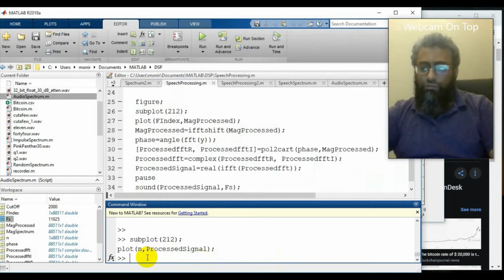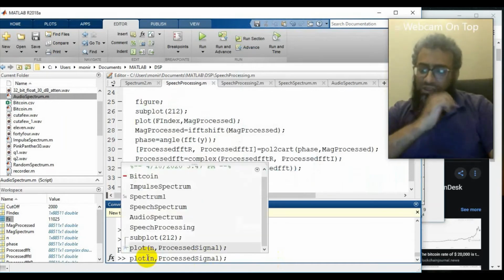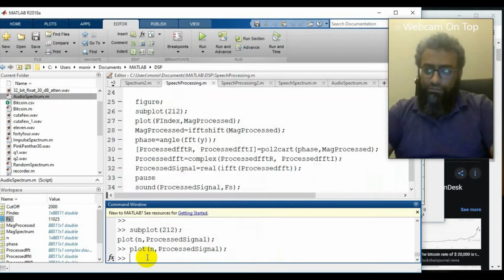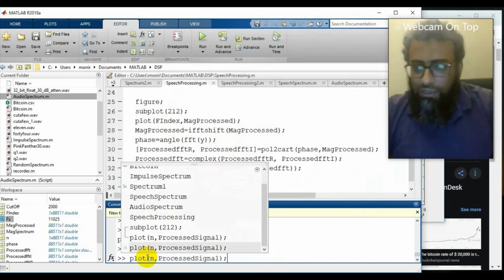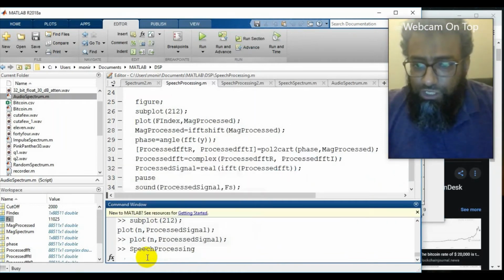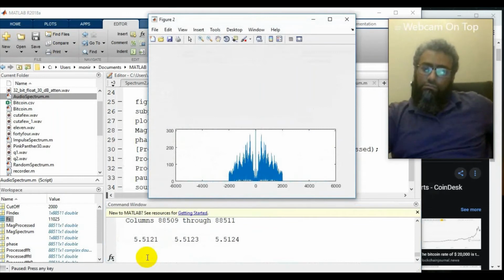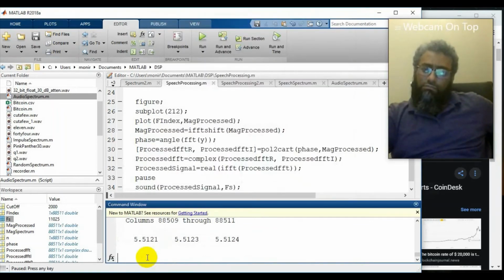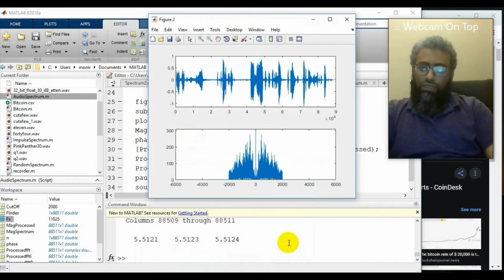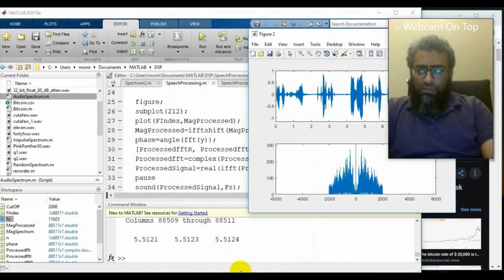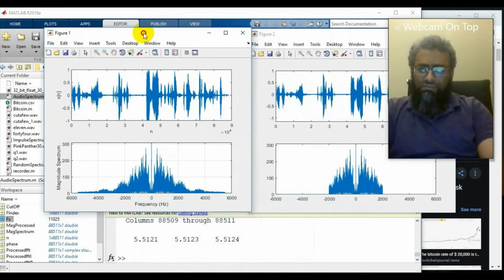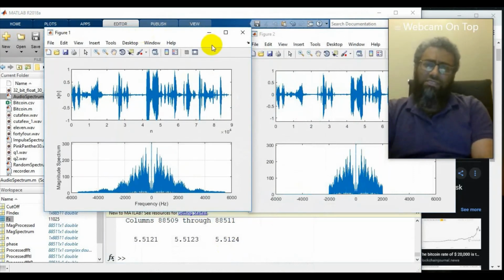Okay, let's run the program again and focus on the quality of the signal before and after filtering. Speech processing. And then, now the processed sound. Okay, this is the processed signal, this is the original signal. Obviously you cannot see much difference because bahut zyada samples hain, so visually itna zyada farq aapko nazar nahi aata.